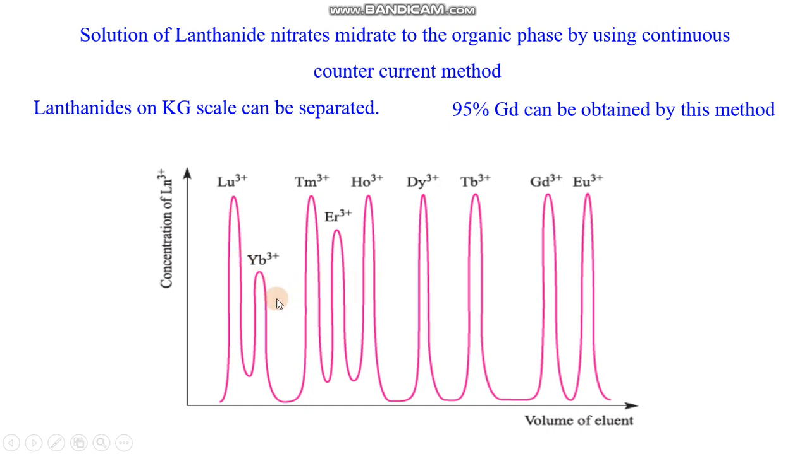So accordingly they are separated, and if you look at the resolution of the graph, the different ions can be better resolved from each other, and they can be separated up to the required purity.